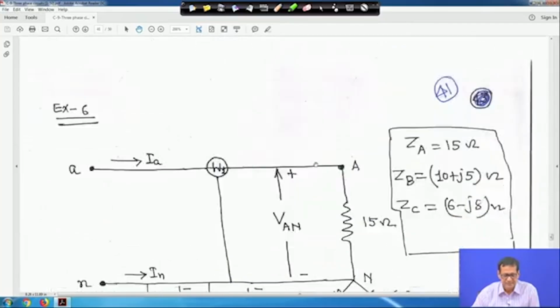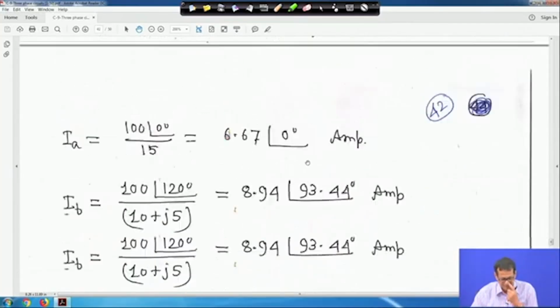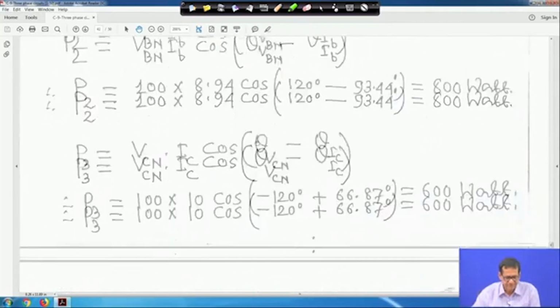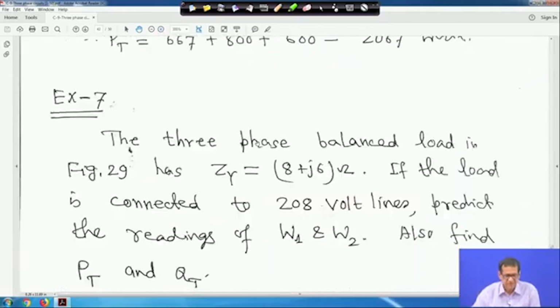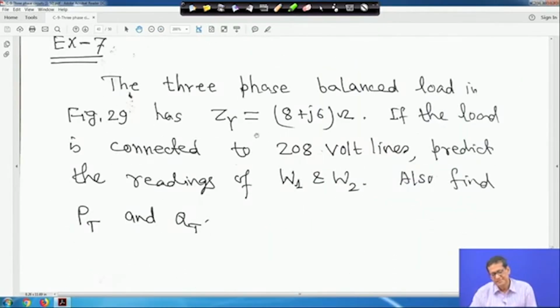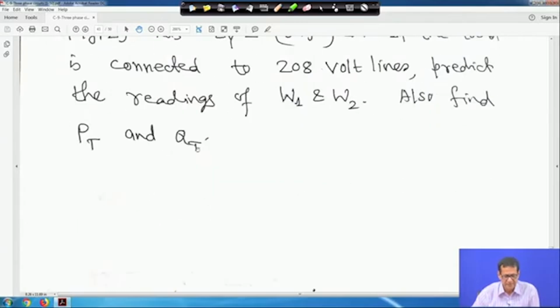We will come back to this. So, here the impedance is given, a star connected load that is 8 plus j6 ohm, and the line to line voltage is 208 volt. We have to find out W1 and W2 and PT and QT.